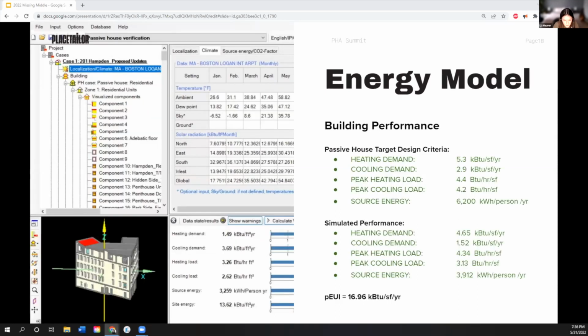And all along this process, we were doing energy modeling from the start, middle, and end. And these are a breakdown of what some of those stats look like that we needed to target. The predicted energy use intensity was 16.9 kBTUs per square foot per year. This is roughly a 70% energy reduction from code design.